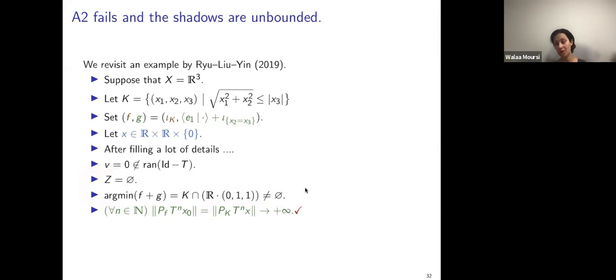We want a problem where the set of minimizers is non-empty, the set of critical points is empty, and then we want to see what happens. And it turns out that the shadow sequence, which is in this case the projection onto the cone, the features of T, and here there is a lot of details and work to show to get these in closed forms, it turns out that it diverges to infinity.